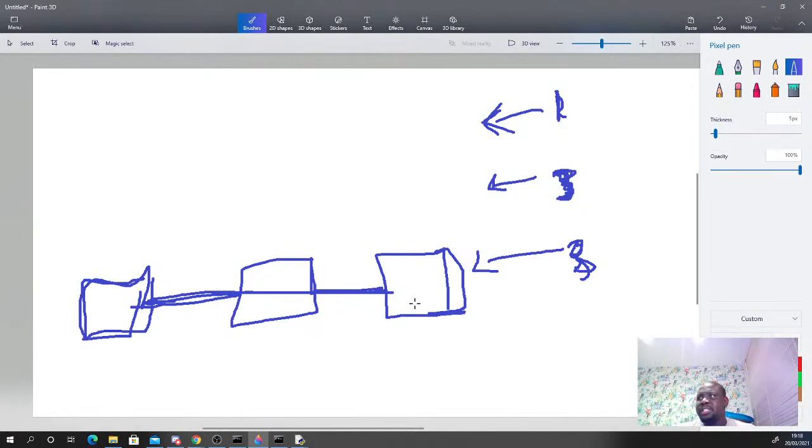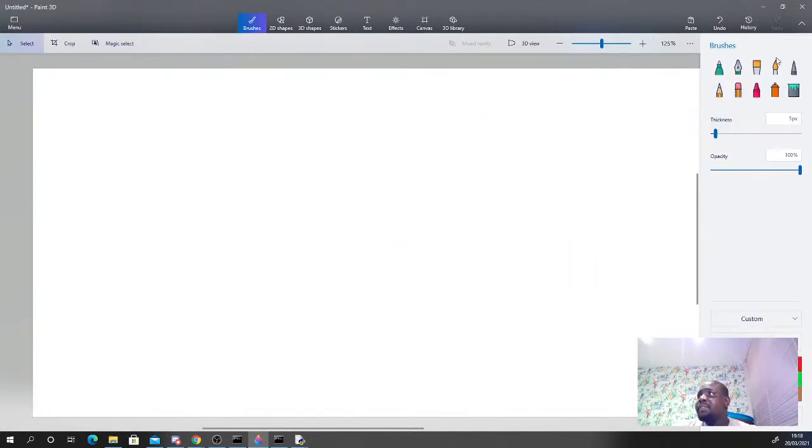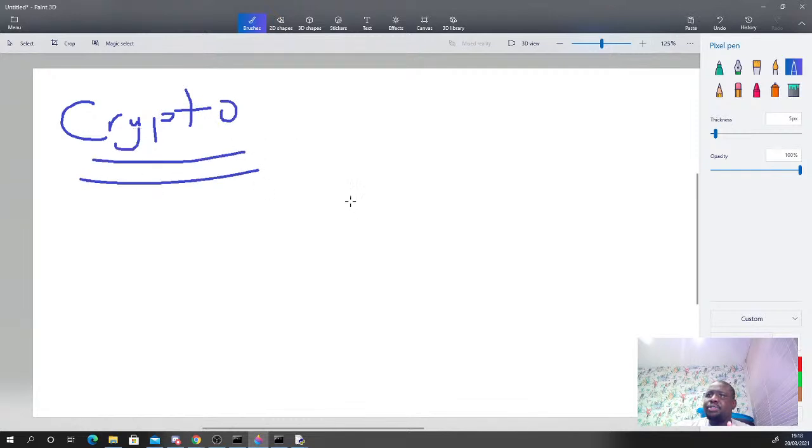So what is blockchain technology? What makes blockchain? Blockchain technology makes it more secure. So blockchain technology has two things. One, crypto. Encryption. So now, what is encryption?